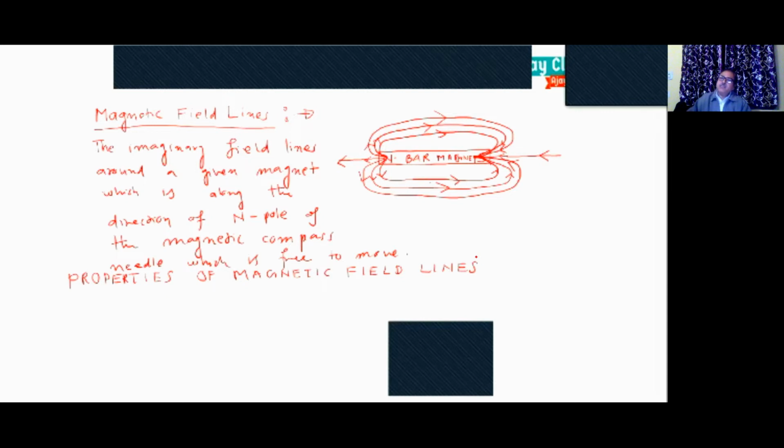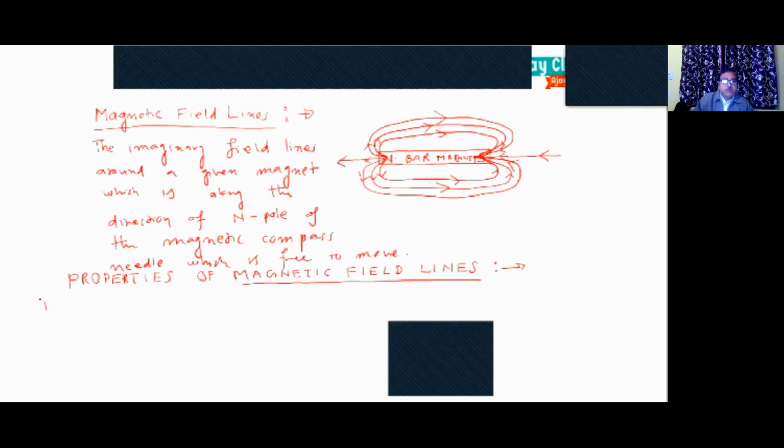The number of field lines makes the magnetic field. So there is some special concept given to the field lines, and according to the definitions, field lines are nothing but imaginary, and they are decided with the help of the free movement of the north pole of the magnetic compass needle, which is placed near the magnet.